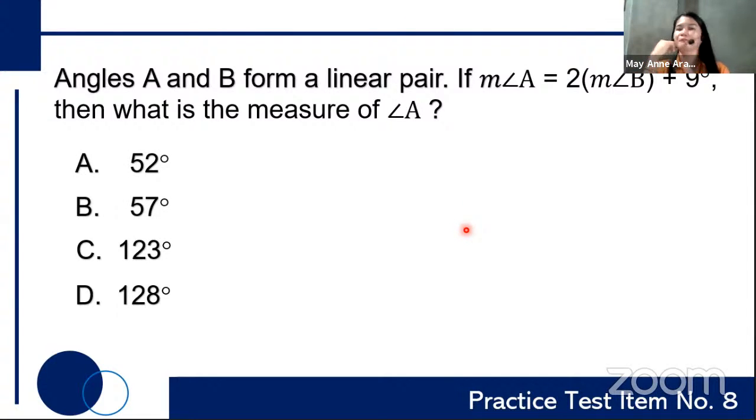What will be the equation for this? 2 times the measure of angle B plus 9 degrees plus measure of angle B equals 180 degrees. So you can solve for the measure of angle B. From that, just substitute it in the given equation for the measure of angle A.